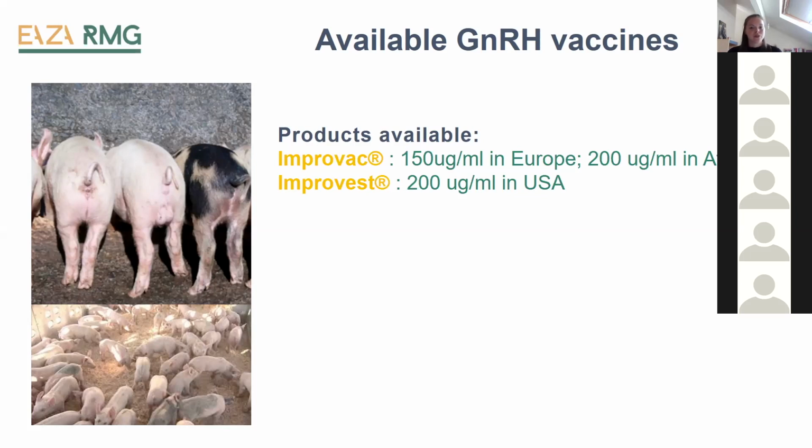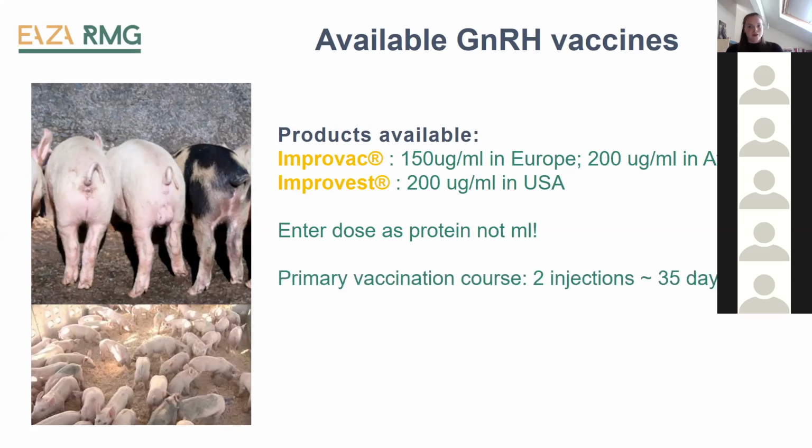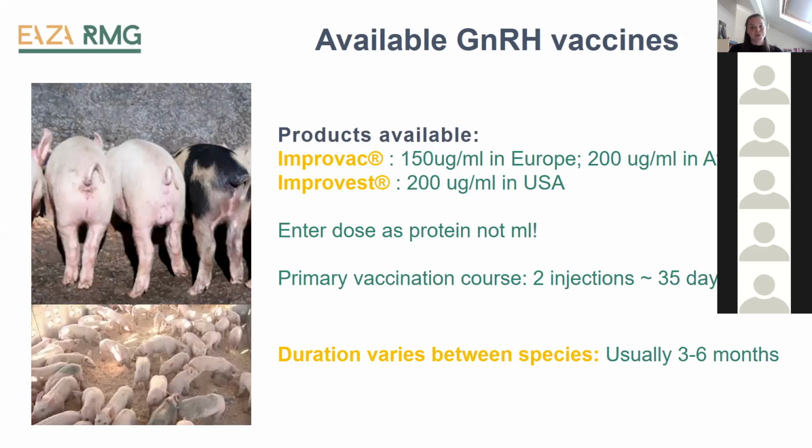Improvest tends to only be used in the US, and that has 200 nanograms of protein conjugate per milliliter. As I said, enter the dose as protein, not milliliters, because that helps us know what dose was actually used in that animal. And when you first inject or contracept an animal with GnRH vaccines, you'll need a primary vaccination course of 2 injections around 35 days apart before you see any downregulation of the reproductive system. The duration of boosters thereafter do vary a lot depending on the species that you're contracepting and also on the individual, but usually it's around 3 to 6 months initially.